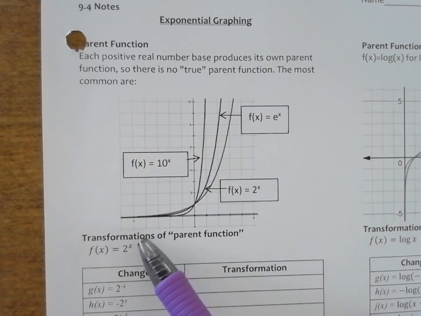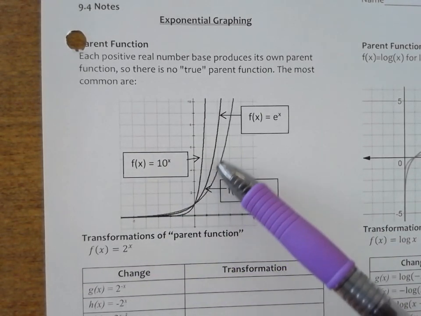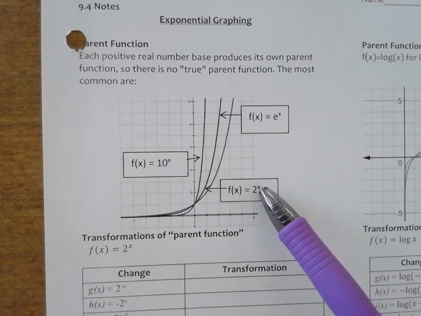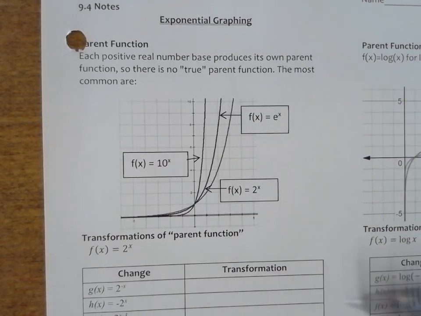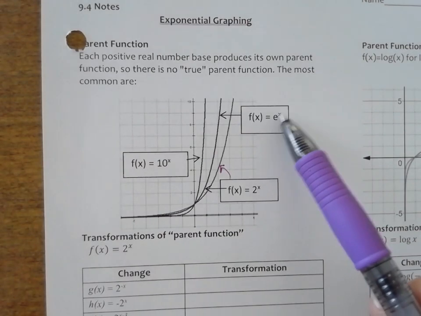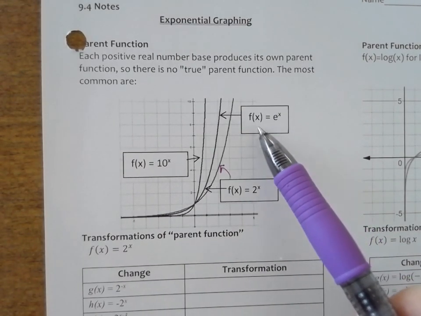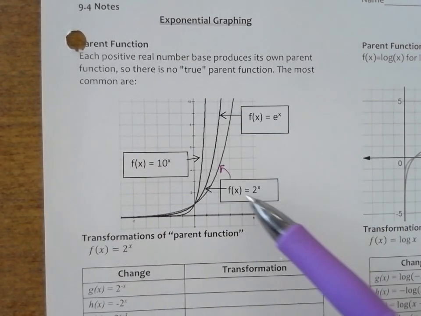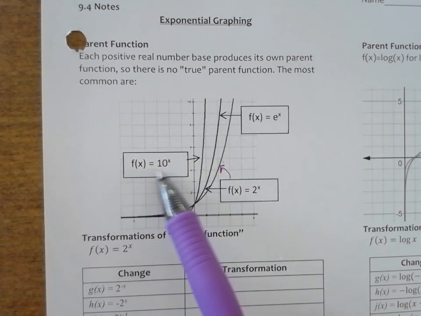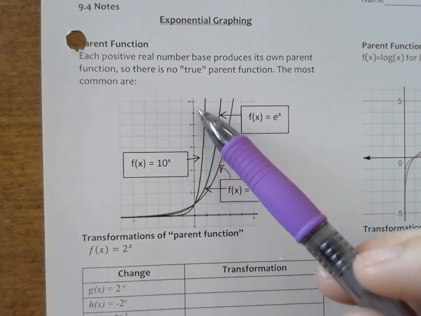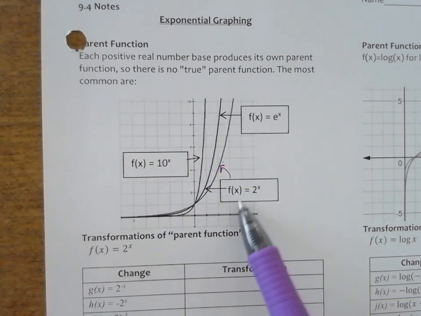A couple things to note here. Notice that this one that grows the slowest is 2 to the x. That arrow should be pointing to this one right here. Okay, 2 to the x, just to make sure that's clear. Now, if we were to type e into our calculator, that's like 2.71828. Notice that that's a bigger number, and it's growing faster. Then we have y equals 10 to the x, and notice it's growing fastest of all. So make sure you see that connection there.